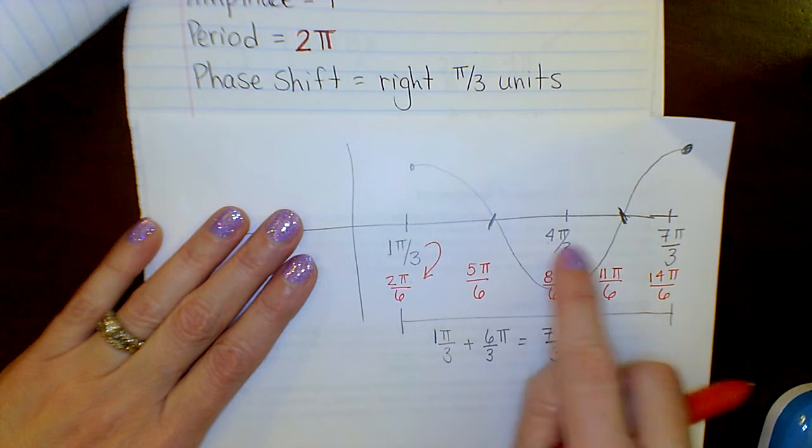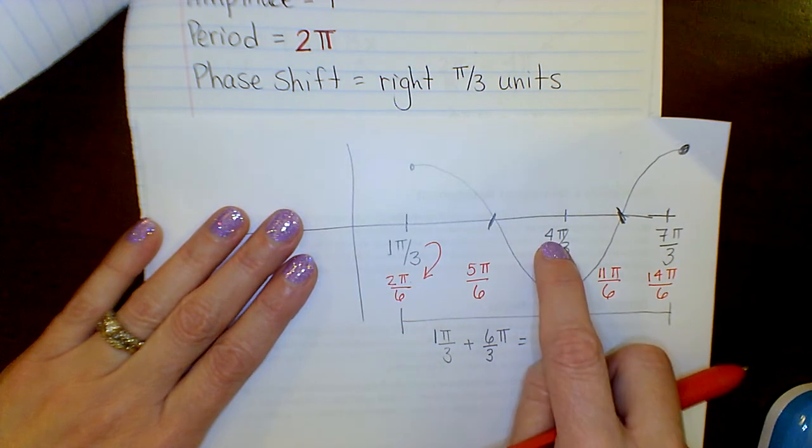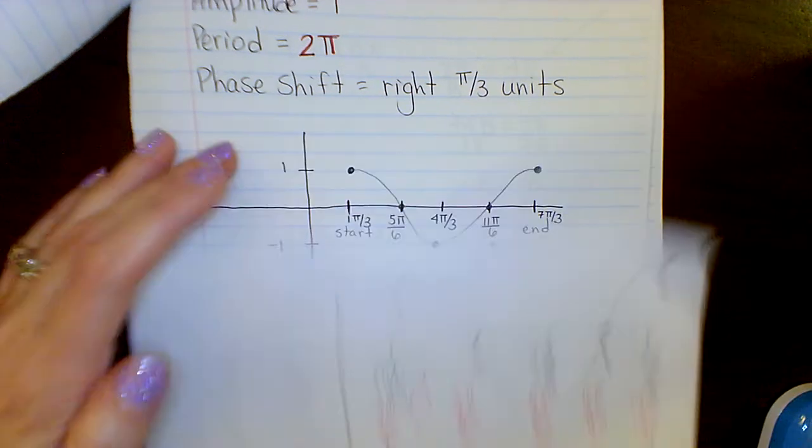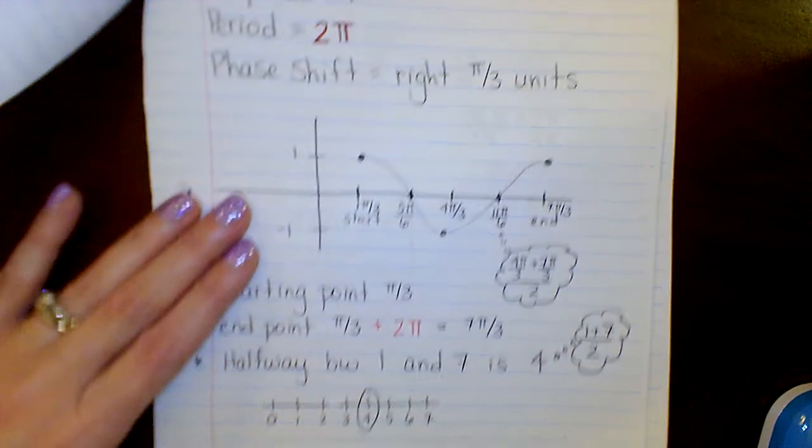because right here it got a little weird when I did halfway between 1 and 4. It wasn't pretty. It was a fraction. It wasn't a nice, whole number there. So that is kind of what I did.